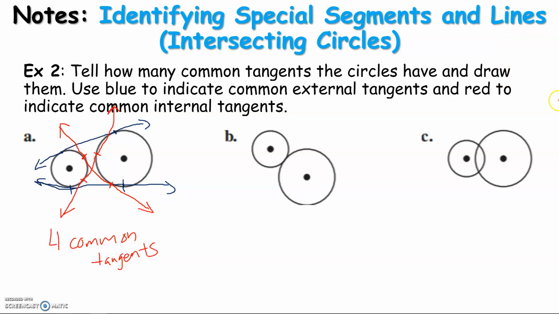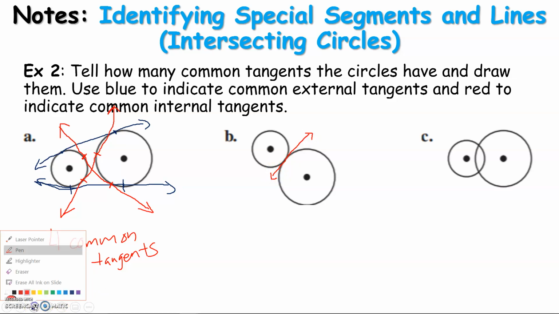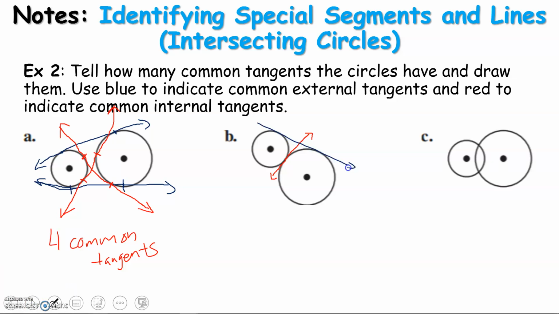All right, let's look at part B. We'll start with our internal tangents. So note here, there will only be one internal tangent because the circles touch. But just like before, there will be 2 external tangents. Here and here. Note, touching once on each. So 3 common tangents.